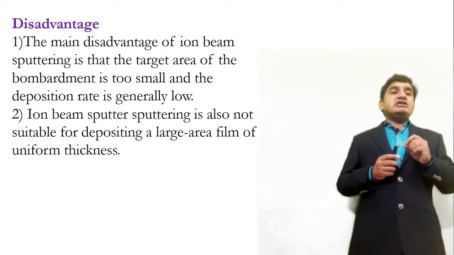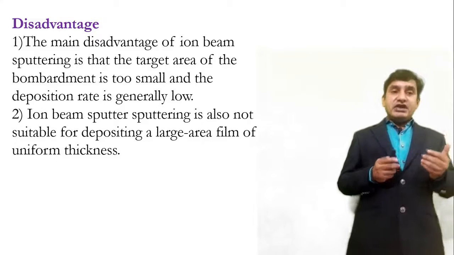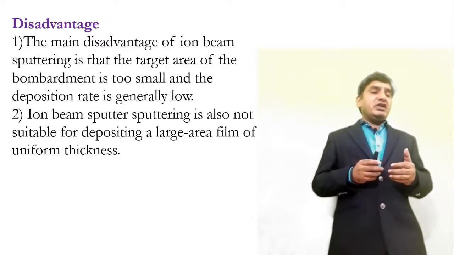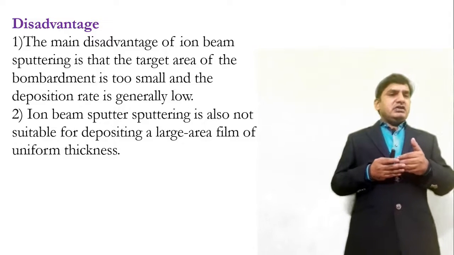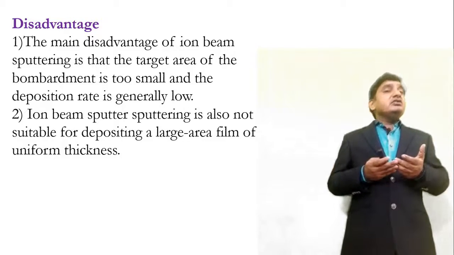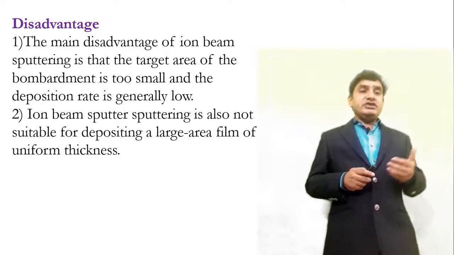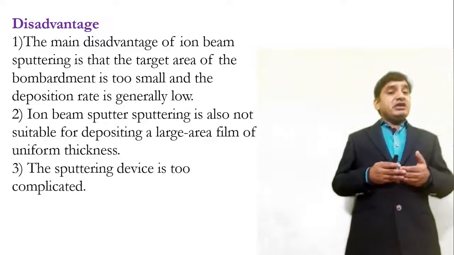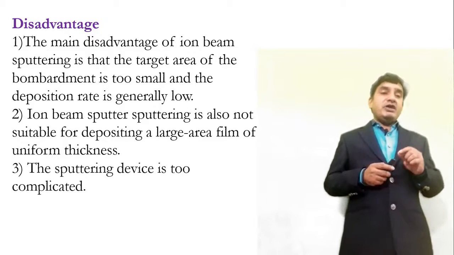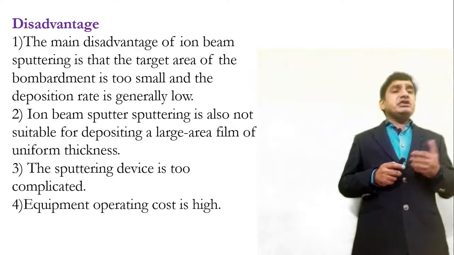Ion beam sputtering is also not suitable for depositing a large area film of uniform thickness. That is, if we consider a large area, then the thin film may not be of uniform thickness. The sputtering device is too complicated. The equipment operating cost is very high. So these are the disadvantages of this method.